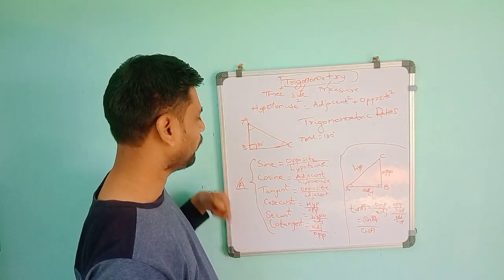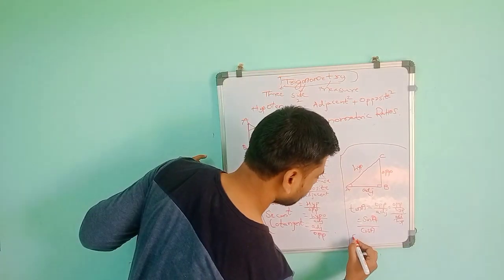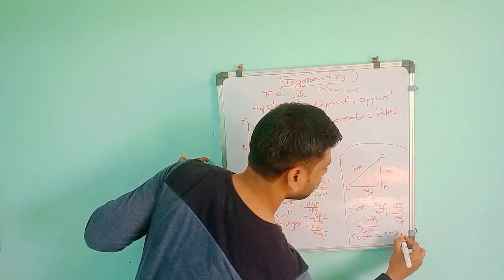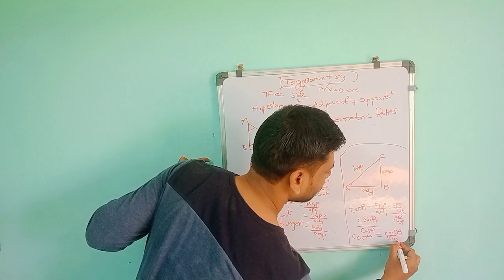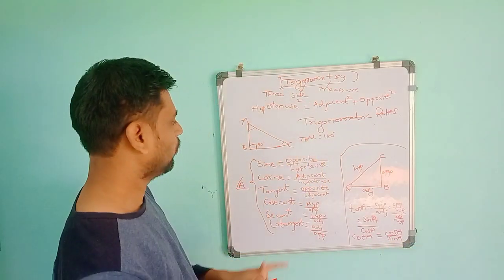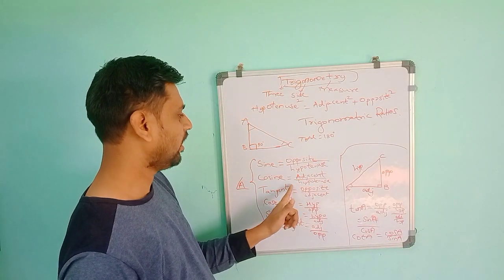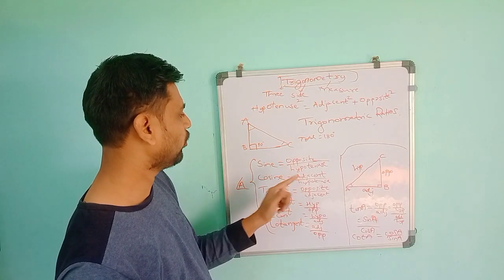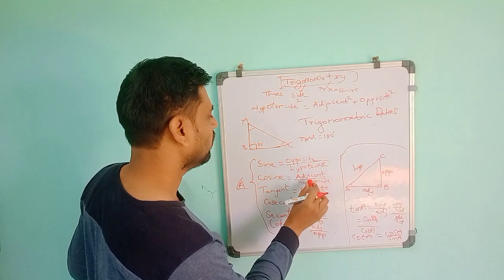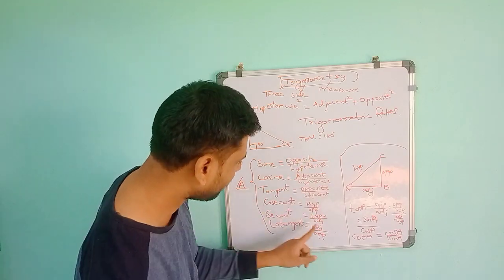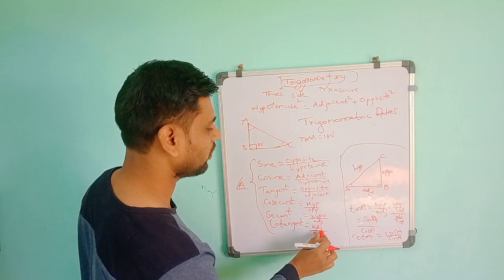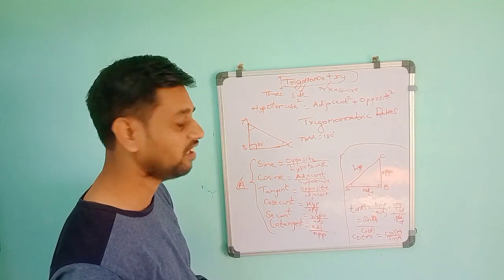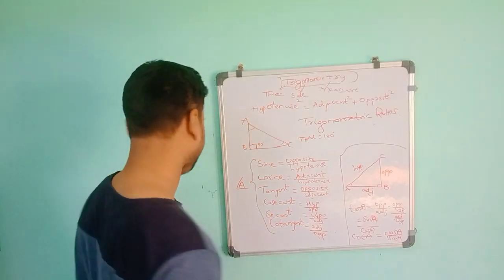Cot A is the reverse of tan A, so cot A will become cos A by sin A. Cos is adjacent by hypotenuse, and sin is opposite by hypotenuse. If you divide these, it remains adjacent by opposite. Adjacent by opposite is the cotangent, so cos A by sin A is nothing but cot A. These are the six trigonometric ratios.